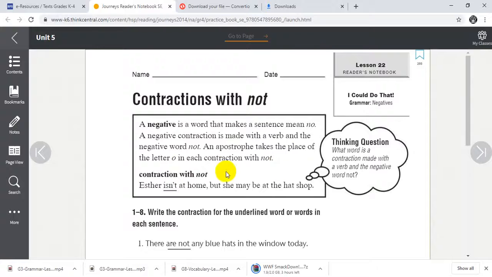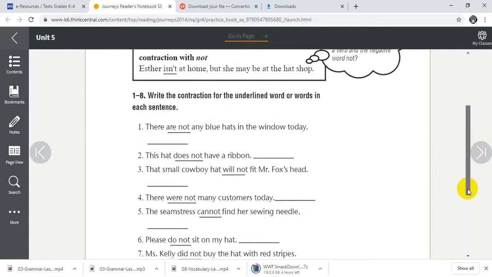Okay, let's see an example of a contraction with not. Esther isn't at home, but she may be at the hat shop. Isn't. What is isn't? It's is not, but we made it into a contraction, so it became isn't. Esther isn't at home. So here we have: write the contraction for the underlined word or words in each sentence.